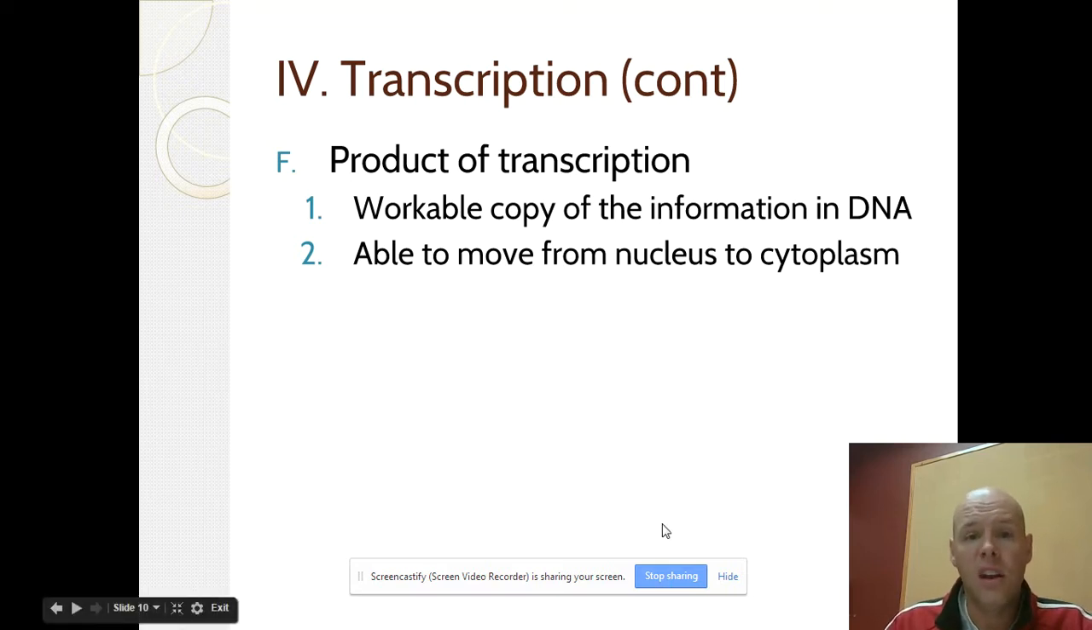So this is going to end us for transcription. Tomorrow we'll learn about the second half: now we've got this mRNA in the cytoplasm. What happens to it next?